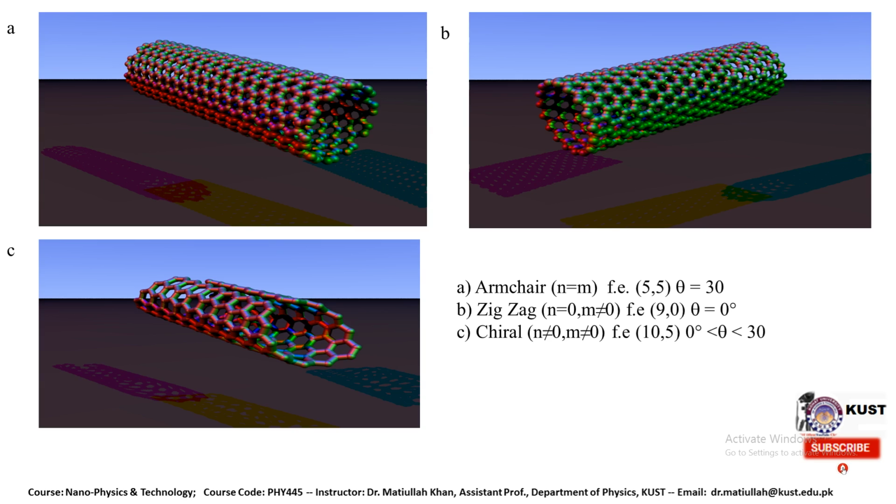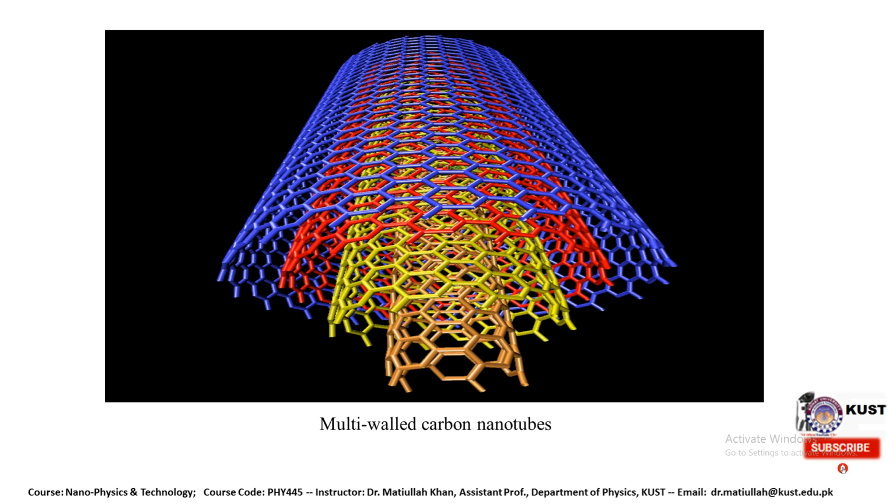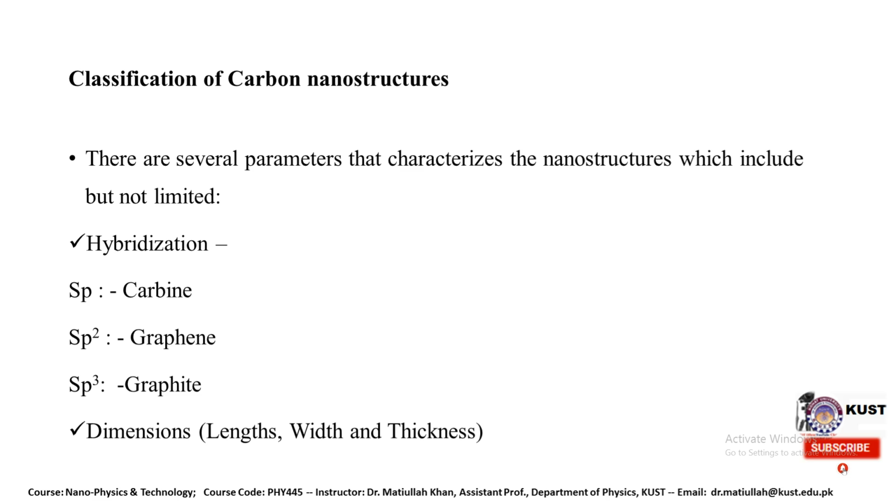For armchair we have n equal to m, for zigzag we have n not equal to 0 and m equal to 0, and for chiral we have both n and m not equal to 0. This is the structure of a multi-wall carbon nanotube, and it looks amazing, and the atoms are arranged in a very regular pattern. So we can classify carbon nanotubes into different types.